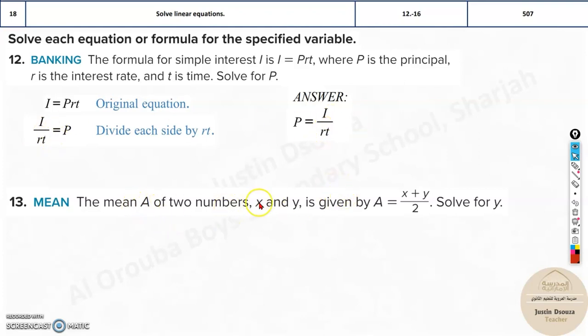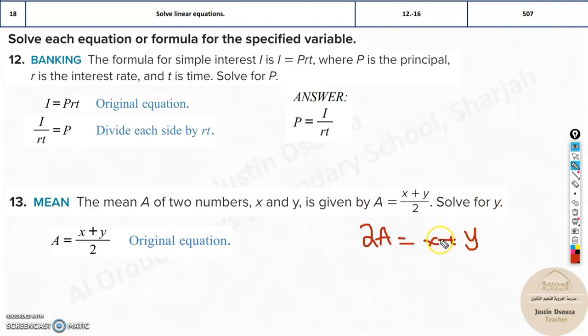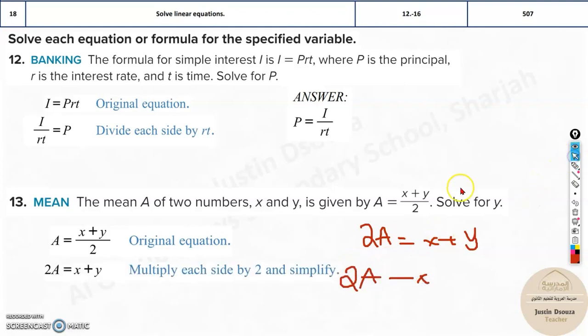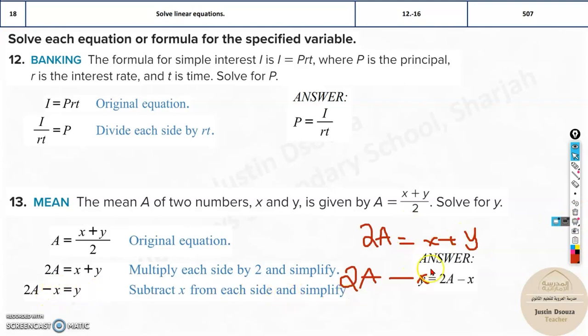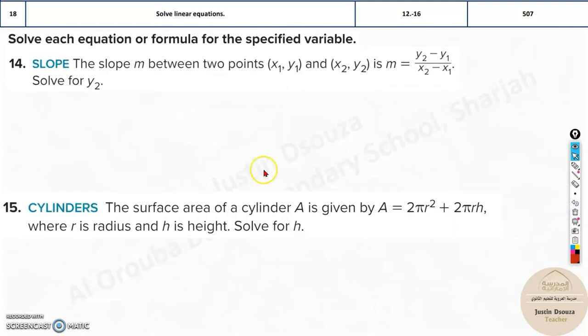Now here, a is the mean. The mean a of two numbers x and y is given by this. Mean means average over here. So what is y? Take 2 to the other side. It will become 2a equals x plus y. You need to solve for y. Take x to the other side: 2a minus x. That is the answer. So 2a minus x is equal to y.